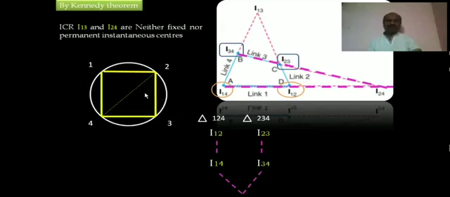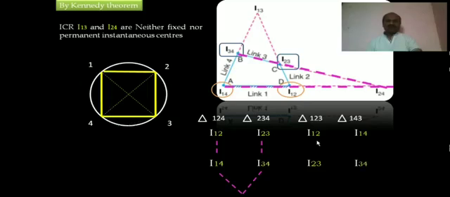Similarly, when I want to find the instantaneous center I13, the same procedure will be repeated. It is connected by a dotted line. Now it is forming 2 triangles, that is triangle 1, 2, 3 and triangle 1, 4, 3, for which line 1, 3 is the common line. Remember, the respective ICRs will be I12, I23 for the first triangle, and for the second triangle it is I14, I34.